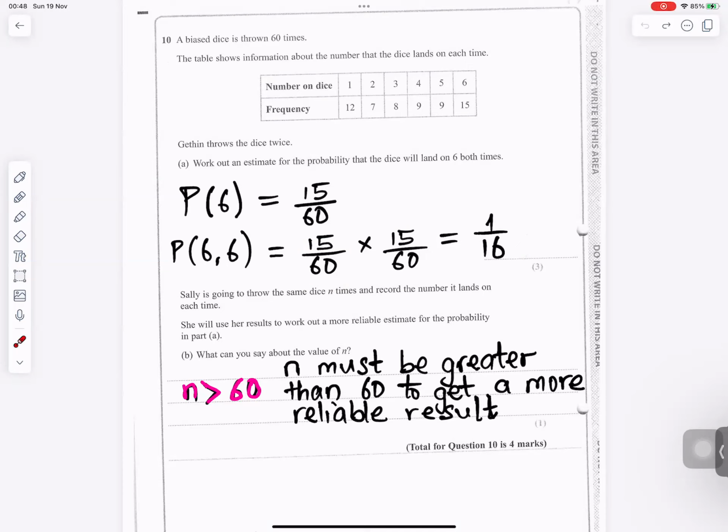Sally is going to throw the same dice n times and record the number it lands on. She will use her results to work out a more reliable estimate for the probability. What can you say about the value of n? For something to be reliable, you have to do it lots of times. So n has to be bigger than 60. n must be greater than 60 to get more reliable results.